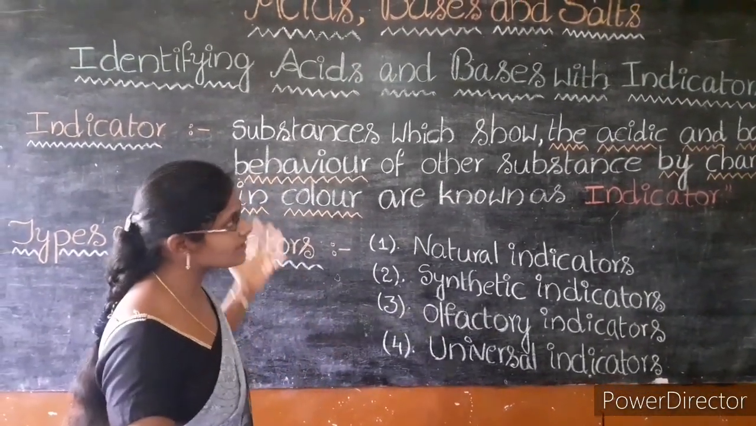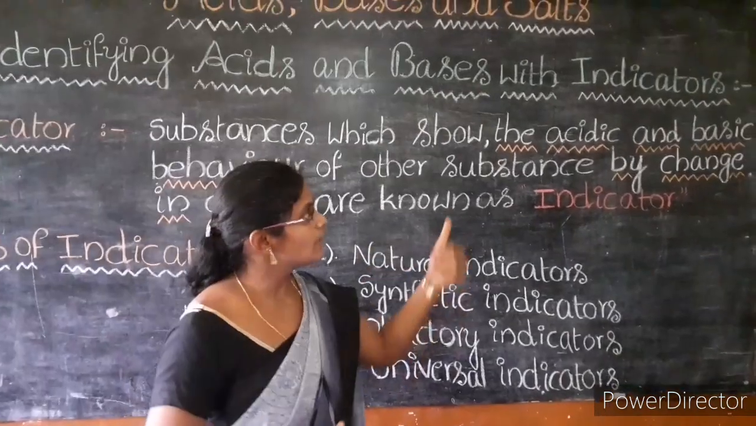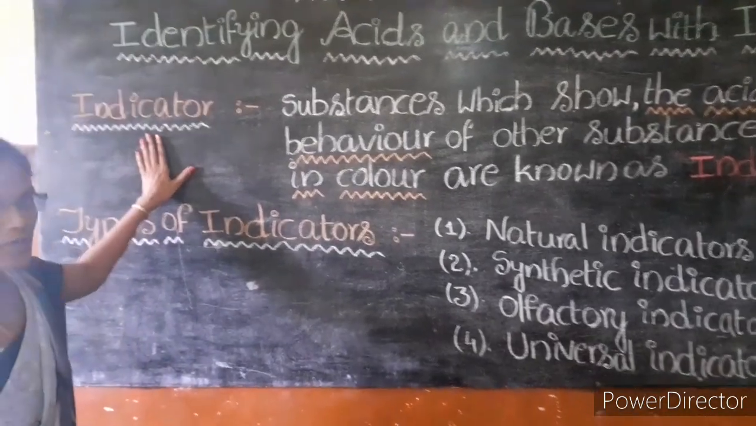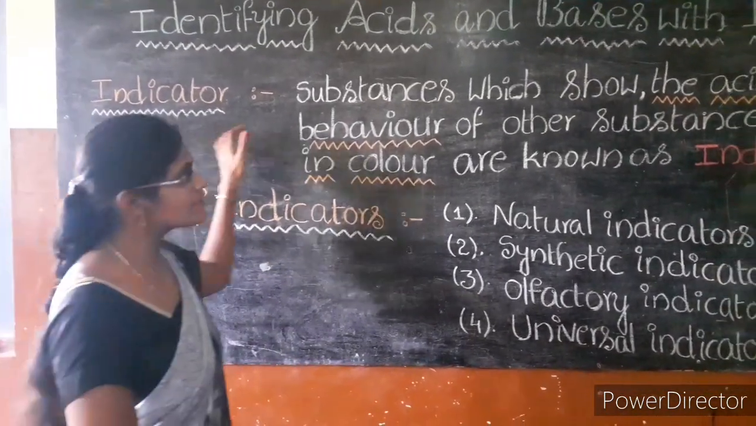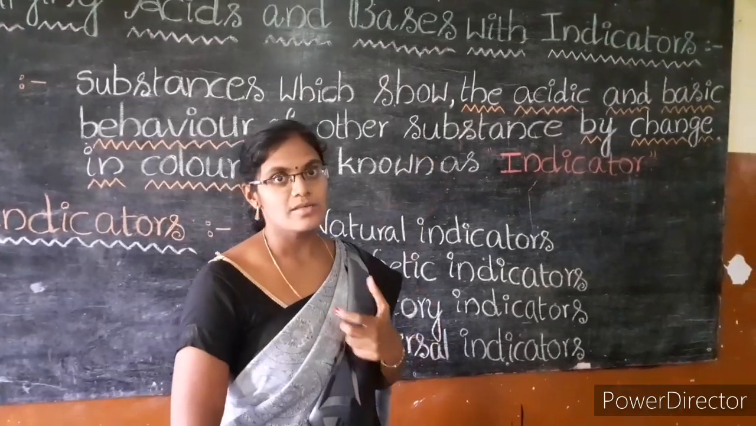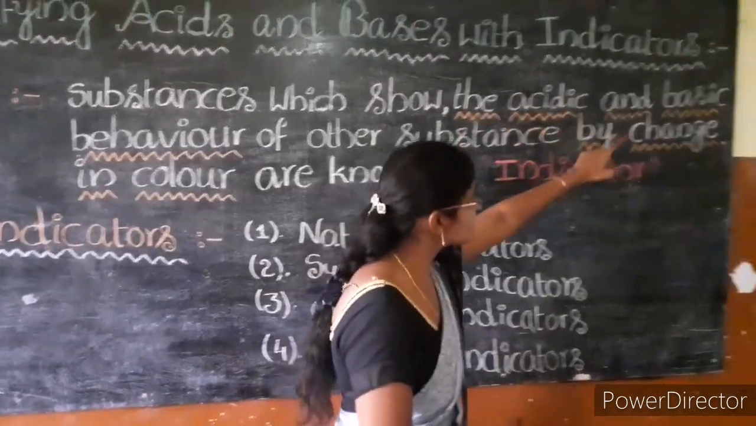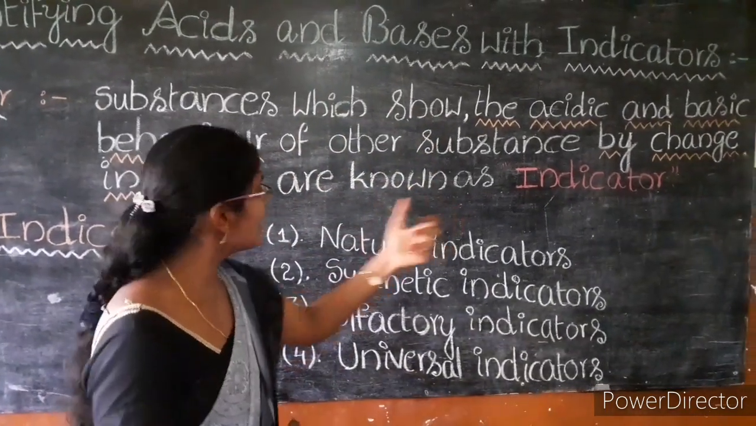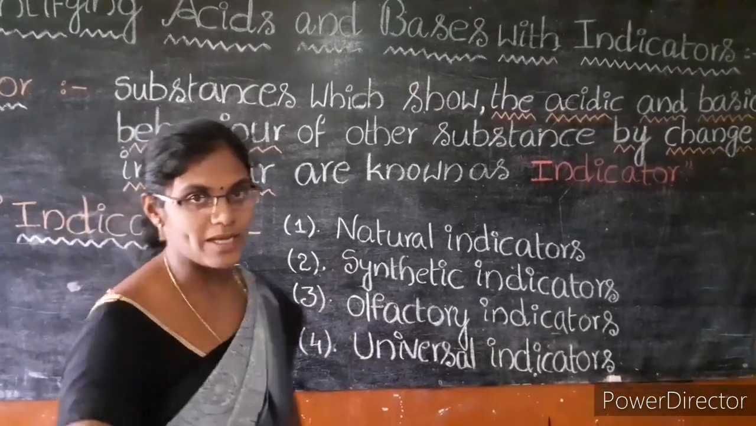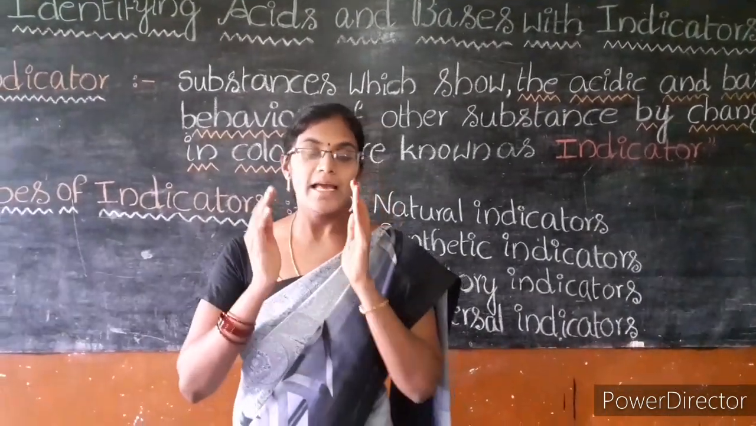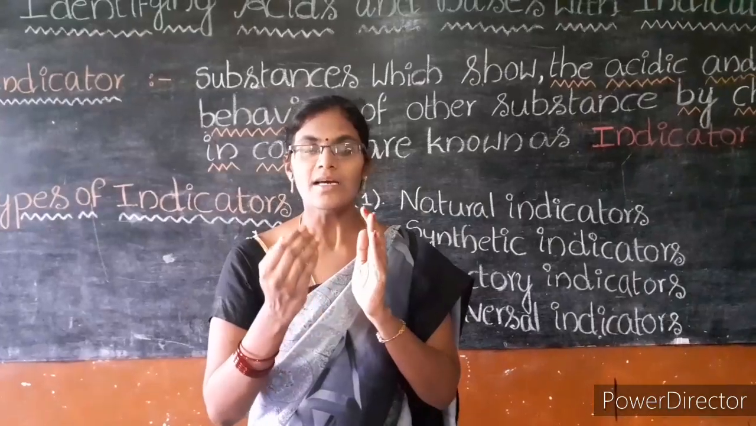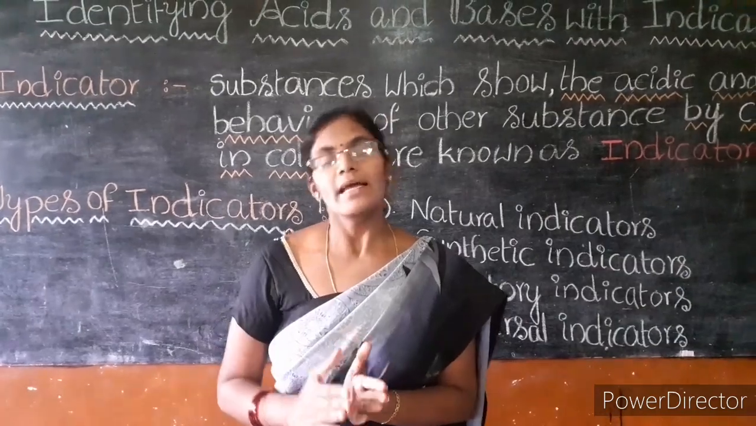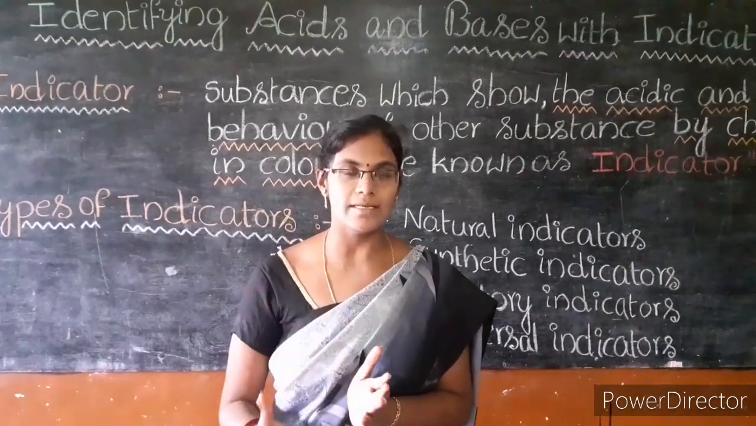Before explaining the information, first I want to explain about indicators. So what is an indicator? Indicators are substances which show the acidic and basic behavior of other substances by changing color. For example, any substance that changes its color in acidic and basic mediums, we call that substance an indicator. These indicators are the detectors.